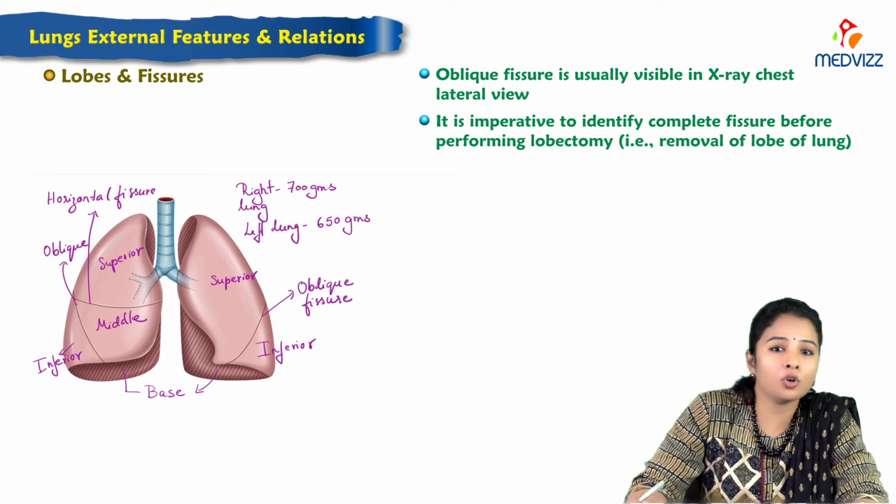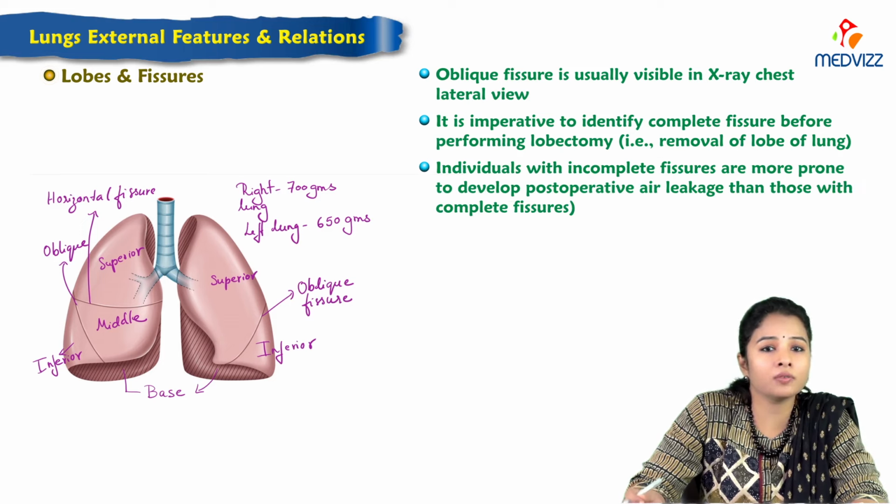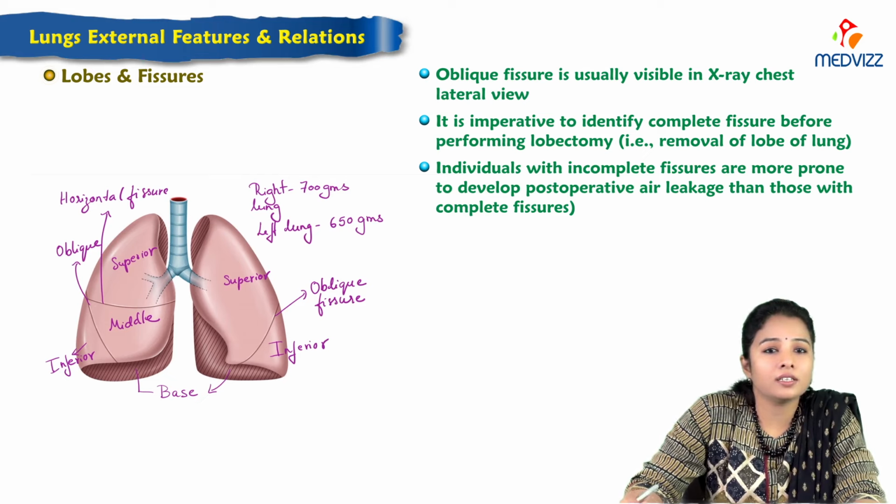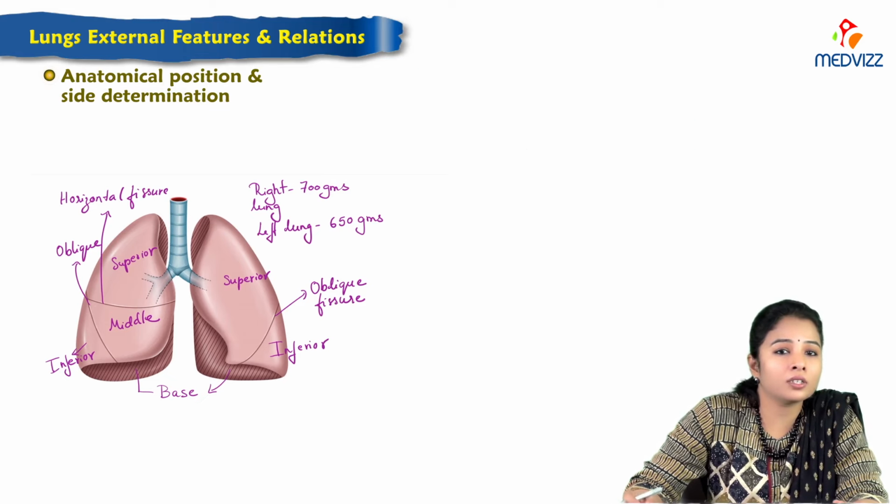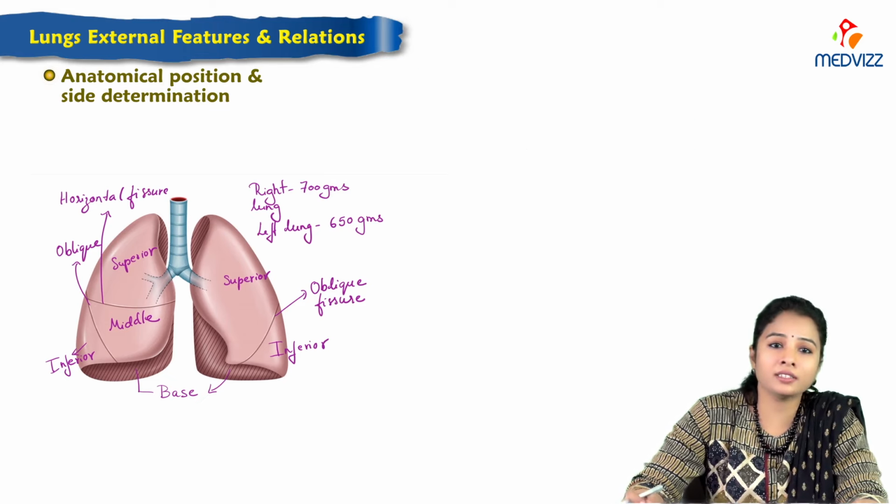So the removal of the lobe of the lung, because the individuals with incomplete fissures are more prone to develop post-operative air leakage than those with complete fissures. Now let's learn how to keep these lungs in anatomical position and determine the site.